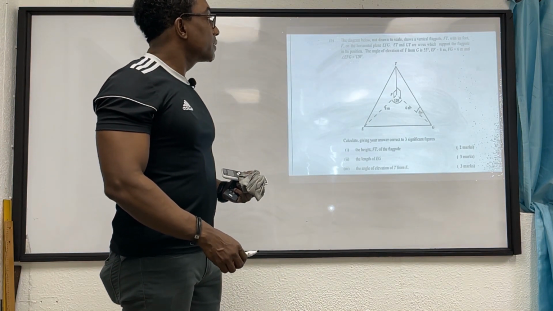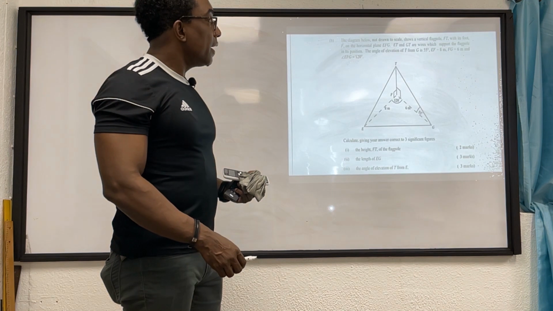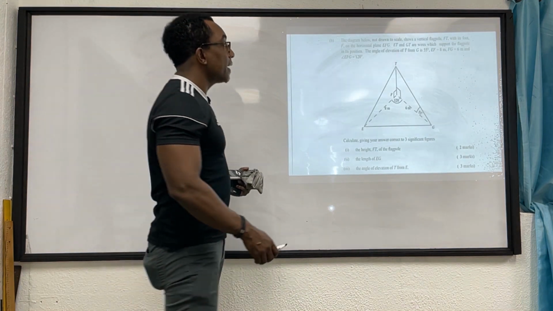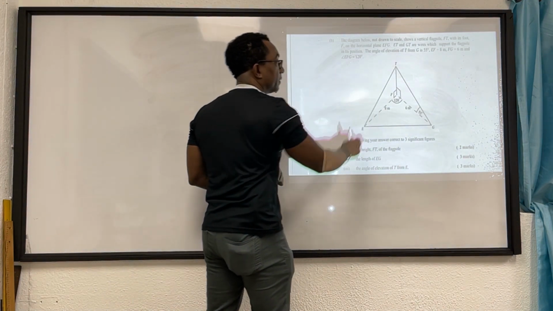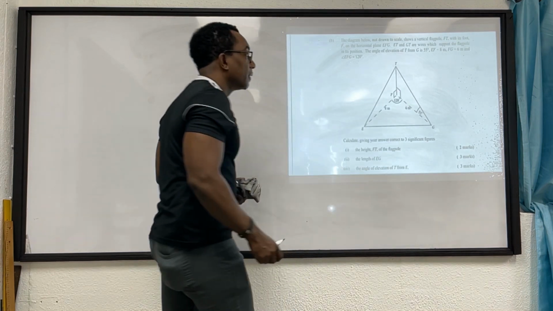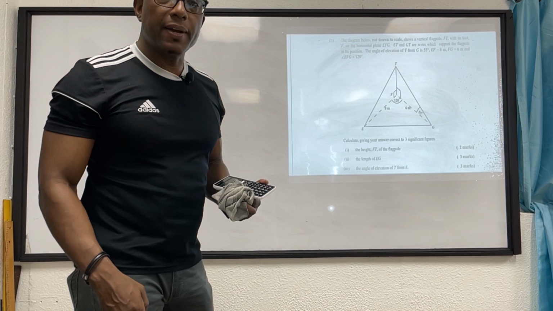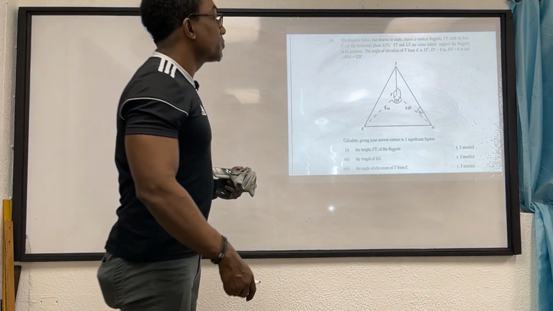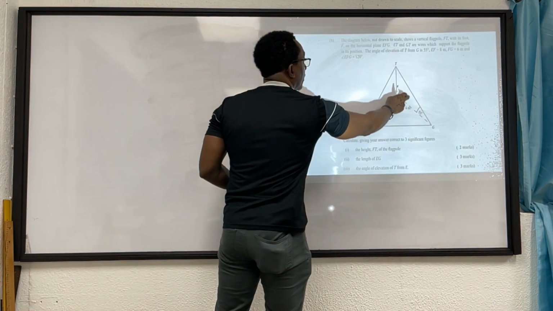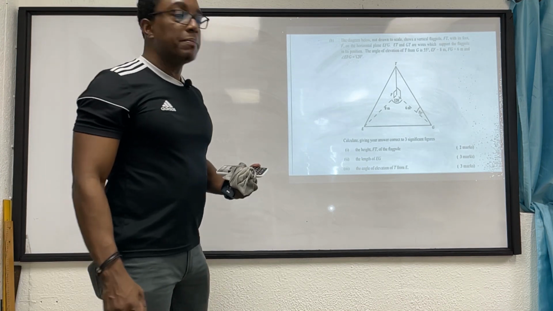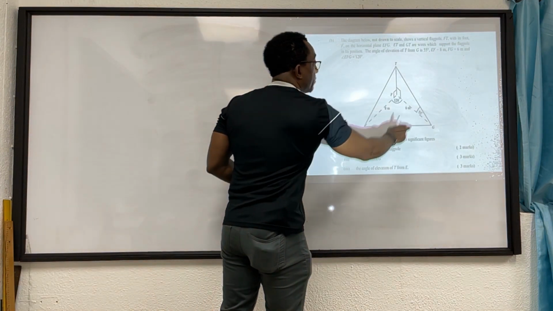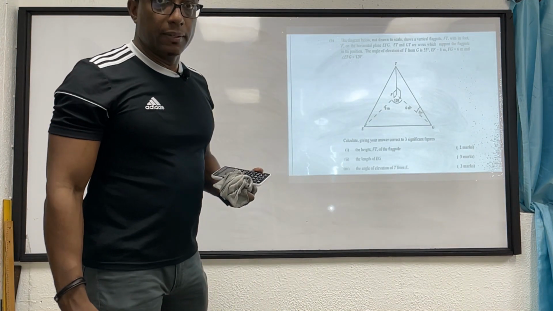So if we look to find FT, FT falls within 2 right angle triangles. One to the left and one to the right. But which right angle triangle will have sufficient information to help us to find the height FT? Clearly it's going to be the right angle triangle on the right, because we have information for a side and we also have information for an acute angle.